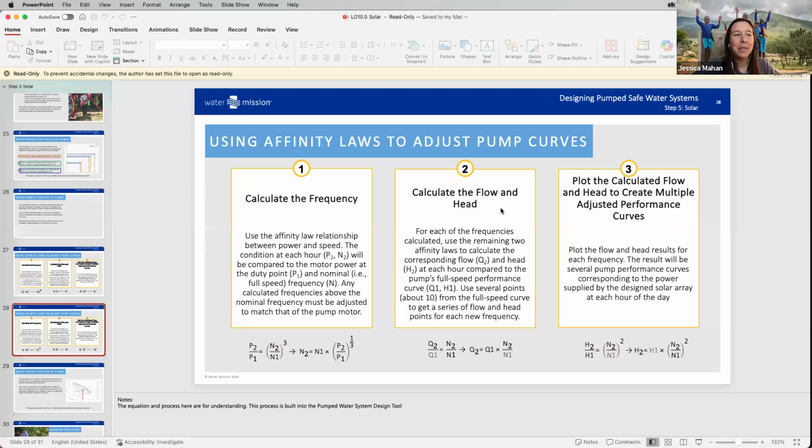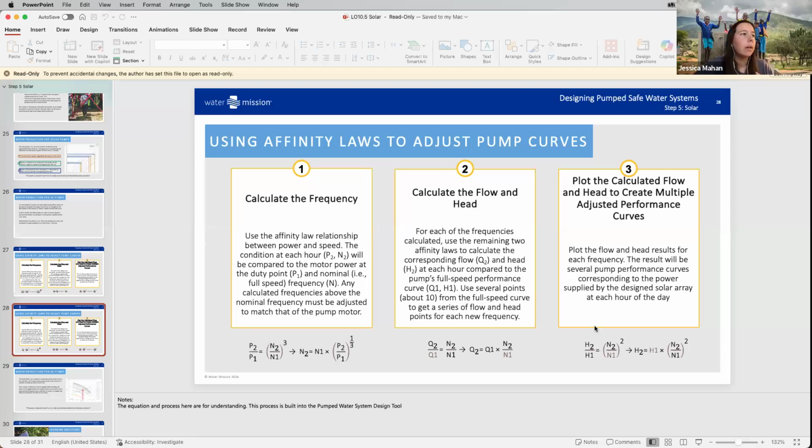And it's very repetitive. We've used about 10 points because that helps us get a nice, good curve. You could do more or less, but I think we've done 10 in our tool to get a nice, smooth curve. And then the final step will be using those to plot that new adjusted curve so that we can see where they match up, where they line up.